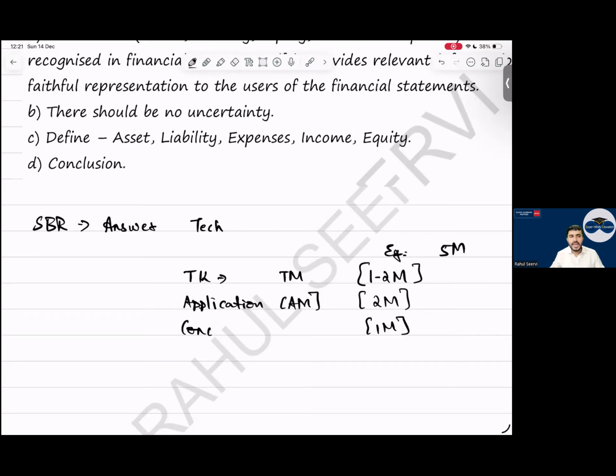And if you just do calculation in your exam, will calculation fetch you marks? Only doing calculation will give you marks? If the question is discussed, will calculation give you marks? It will not be given. Understand that. This is the writing skill.